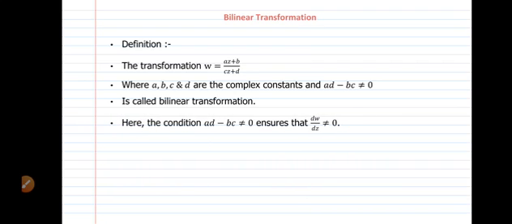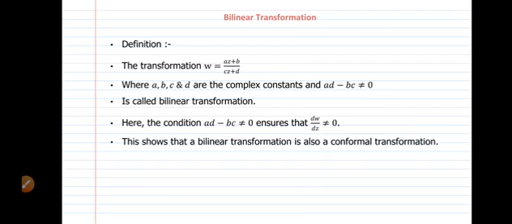Here the condition ad minus bc not equal to 0 means the derivative of w with respect to z is not equal to 0, and hence the given transformation, which is a bilinear transformation, is also a conformal mapping or conformal transformation. So remember that a bilinear transformation is also a conformal transformation.